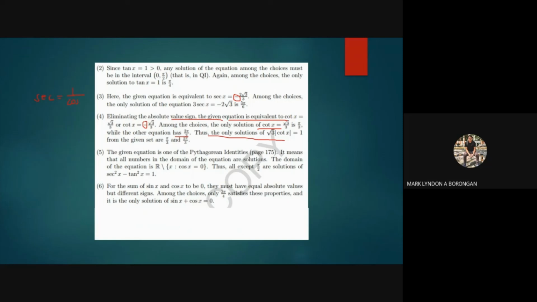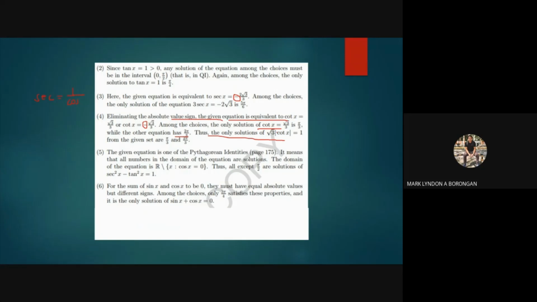Why was pi over 3 accepted when it should have been negative? It's because of the absolute value. If we input the negative here, when we remove the absolute value it becomes positive anyway. So it doesn't matter. That's why we chose pi over 3 and 2 pi over 3.